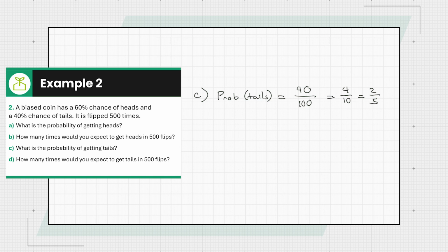Now, how many times do we expect to get tails in 500 flips? If we take 2 out of 5 and find the equivalent fraction out of 500, this will tell us how many times we would expect to get tails. To go from here to here, we multiply by 100, which means you have to do the same to the top. So we'd expect this to occur 200 times.